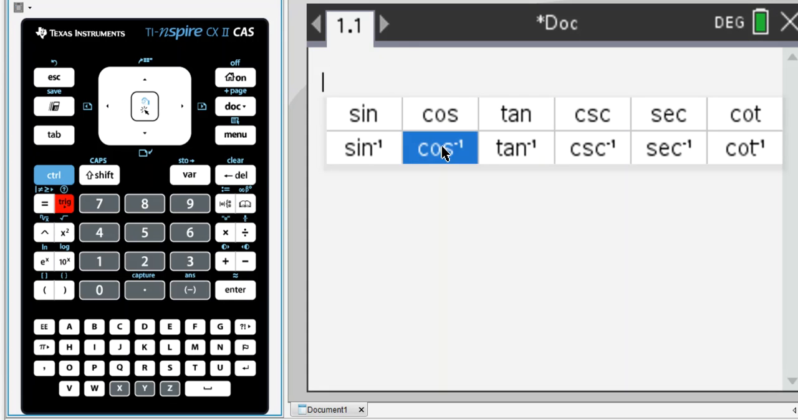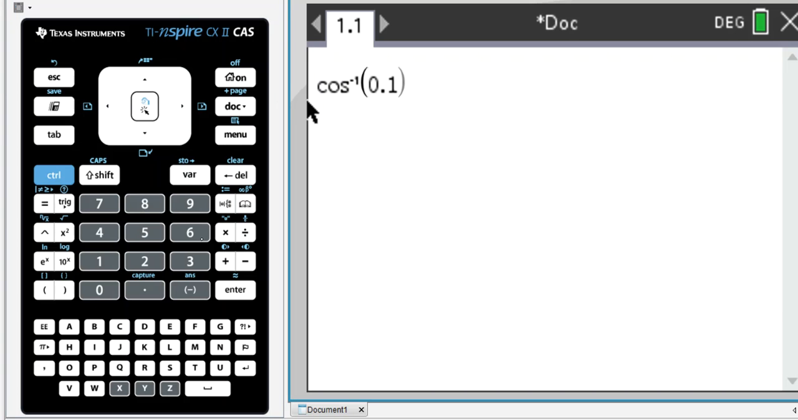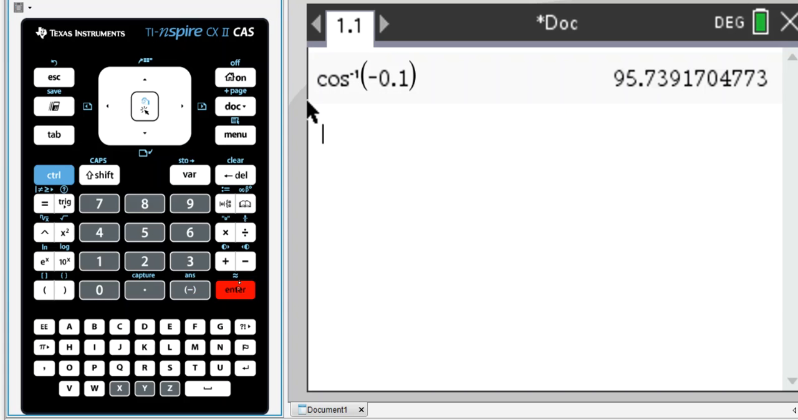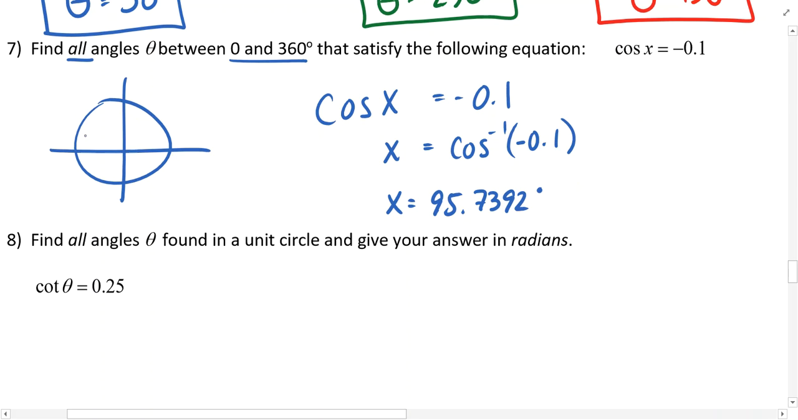However, the calculator will only give us one solution. So cosine inverse of 0.1, correction, that should be negative 0.1, produces a result of 95.7392. So x is equal to 95.7392 degrees. But we need to pause here for just a second because that's not the only solution. This position, 95.7392, is located right here. And so we've got a data point at this position.